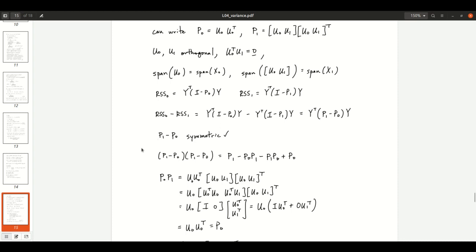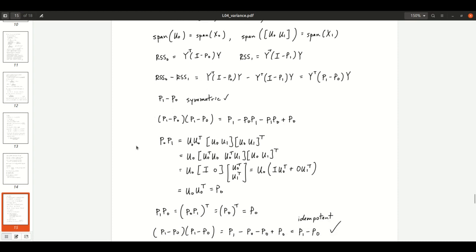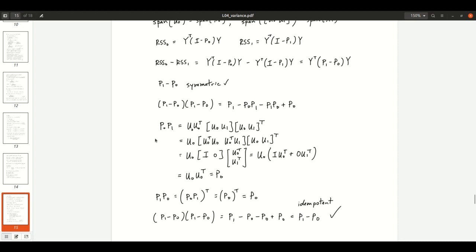Okay, so let's do symmetric first. That's the easy one. Both P1 and P0 are symmetric, so their difference is symmetric. Now, let's look at whether it's idempotent. This is how we check whether it's idempotent. If we write this out, if we FOIL it, we get P1 minus P0 P1 minus P1 P0 plus P0. And then we're going to look at these individual terms.